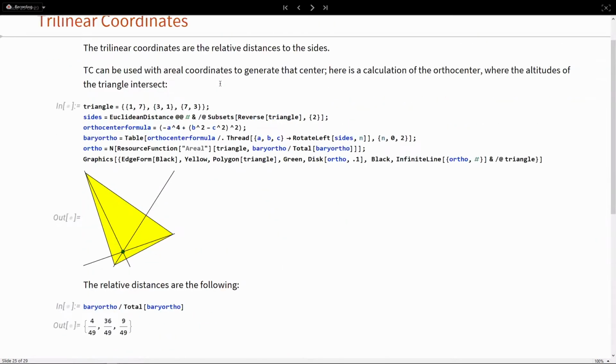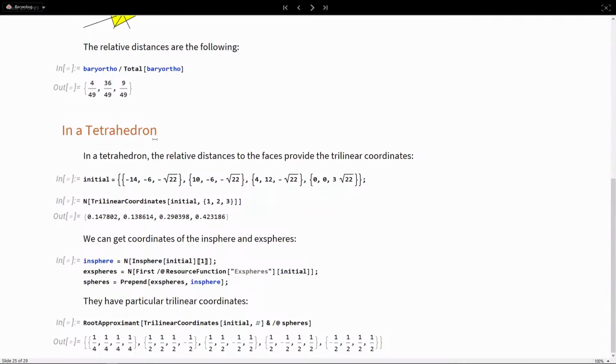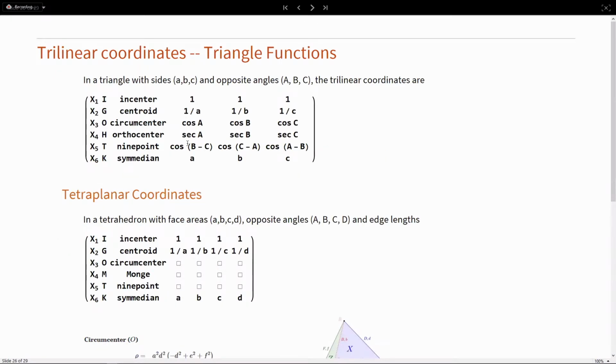And trilinear coordinates are the same as areal, but they're divided by the opposite edge, I believe. And in a tetrahedron, they're divided by the opposite faces. And there's some odd things with trilinear. So that's a project I'm working on, is getting all of these defined in areal and trilinear coordinates for each point. Here's what they look like as triangle functions.